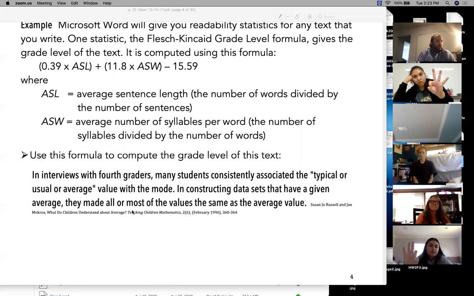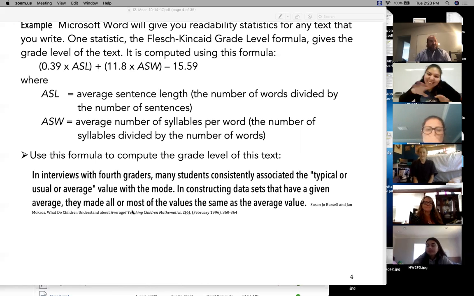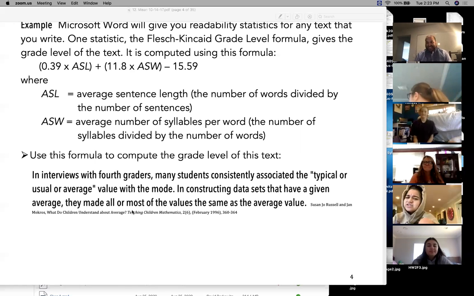Would you say a third grader can write that? Third or fourth, maybe. You know of a fourth grader that will say something like, "in constructing data sets that have a given average, they made all or most of the values the same as the average value"? I don't know any fourth grader. Definitely high school or higher, right? That is not an elementary school or middle school type paragraph, correct?